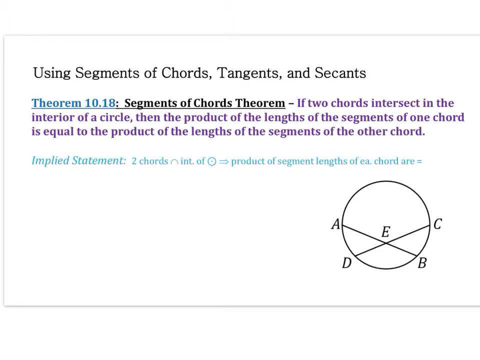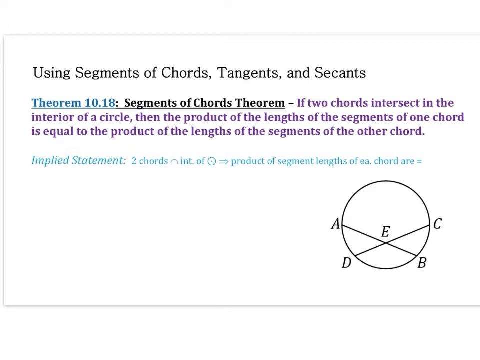All right, here's our first theorem, our segments of chords theorem. It states if two chords intersect in the interior of a circle, then the product of the lengths of the segments of one chord is equal to the product of the lengths of the segments of the other chord. So here we have chord AB and chord DC intersecting each other at point E. Something to note here is point E is not at the center.